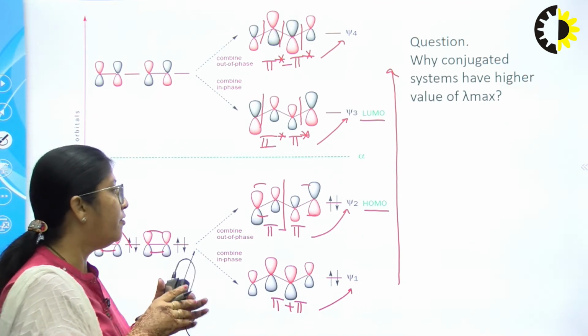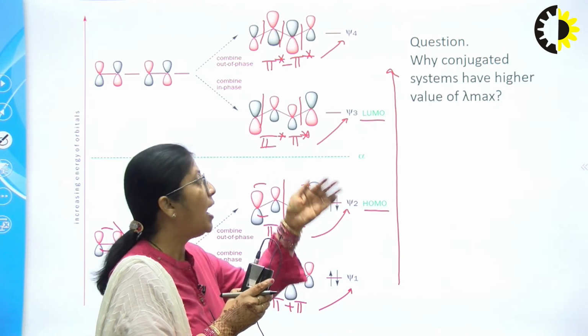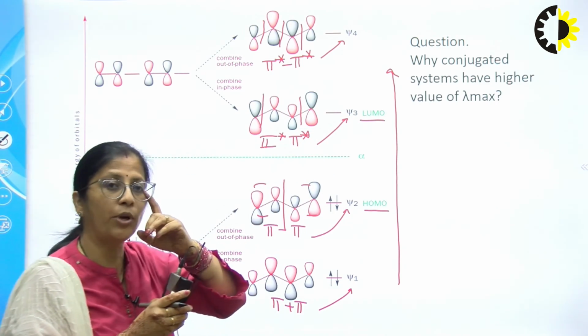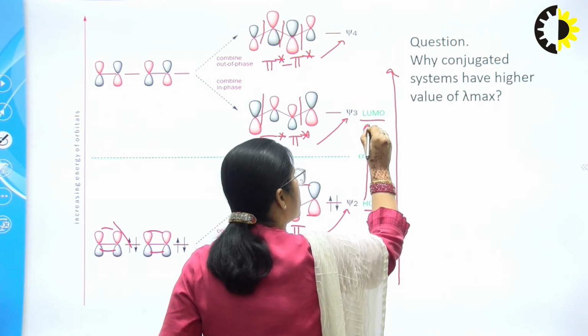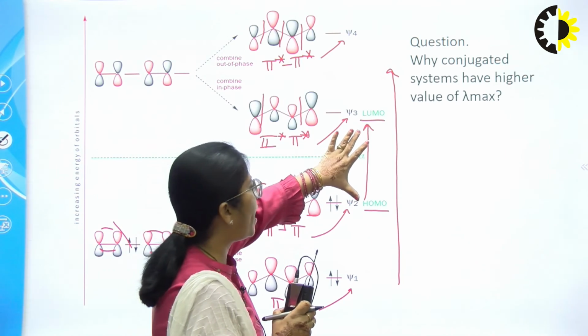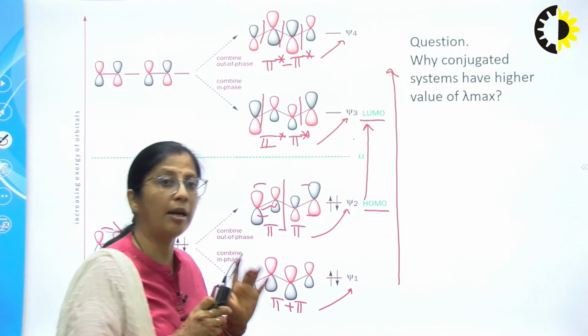That means the energy of the highest occupied molecular orbital is raised, and the energy level of the lowest unoccupied molecular orbital decreases. So the transition takes place from psi 2 to psi 3. As you can see, the energy required for the transition between psi 2 and psi 3 has reduced considerably.